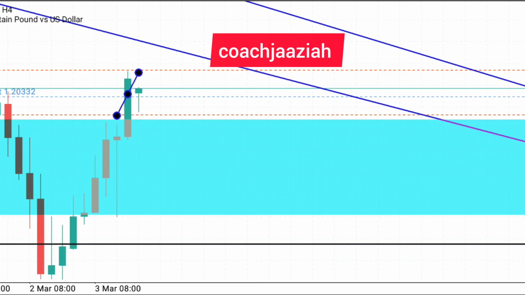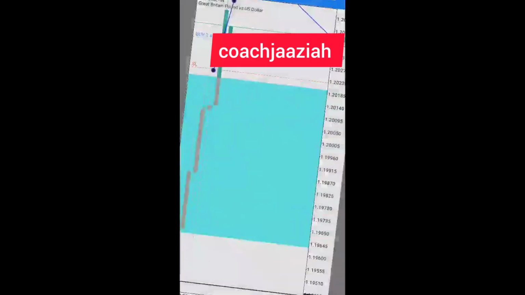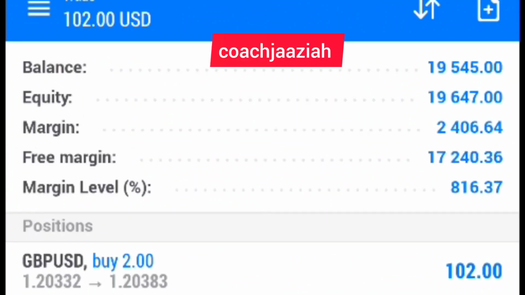Right now, even if I want to exit this market, look at it. Let me show you how much it has made already. $100. So if I exit this market right now, I already have $100. But based on my knowledge of the market, I'm going to wait for this market to fill that gap before I exit. So I'm expecting to make about $200 or $300 from this market today. This is the power of forex.